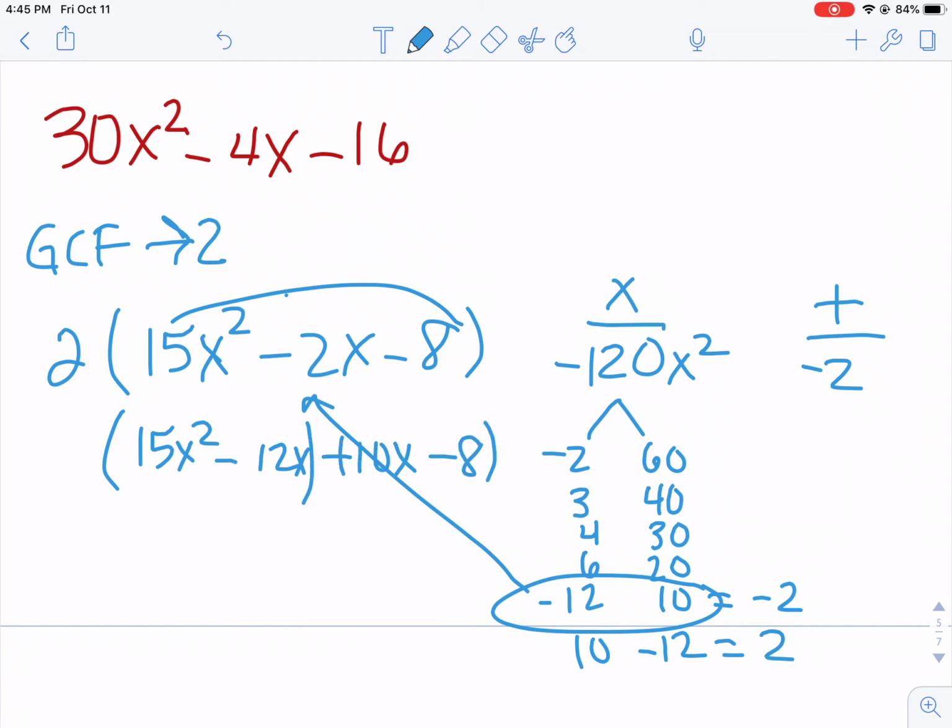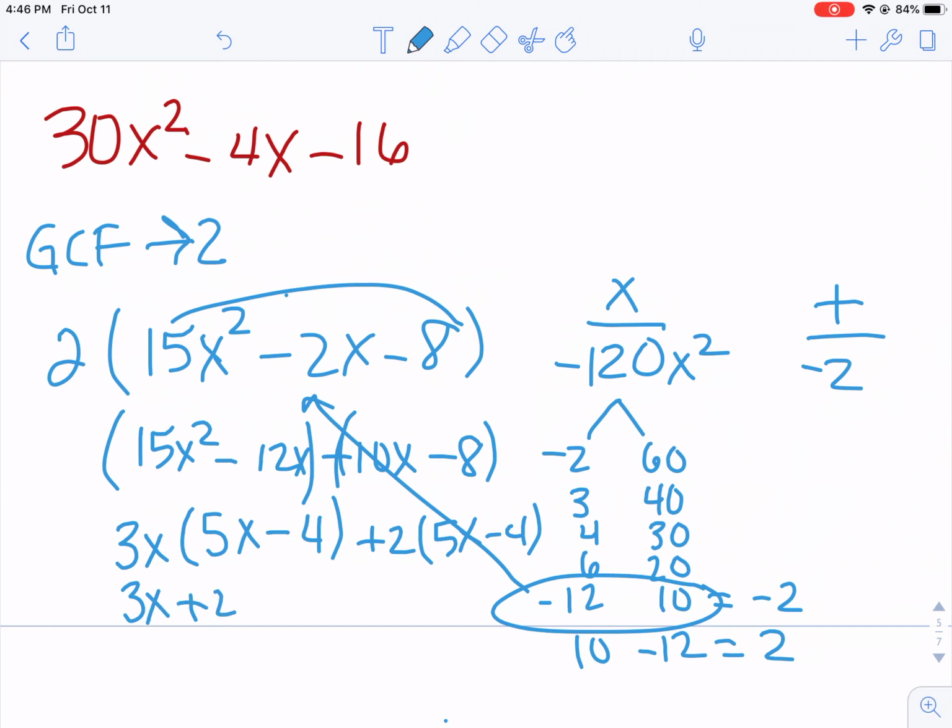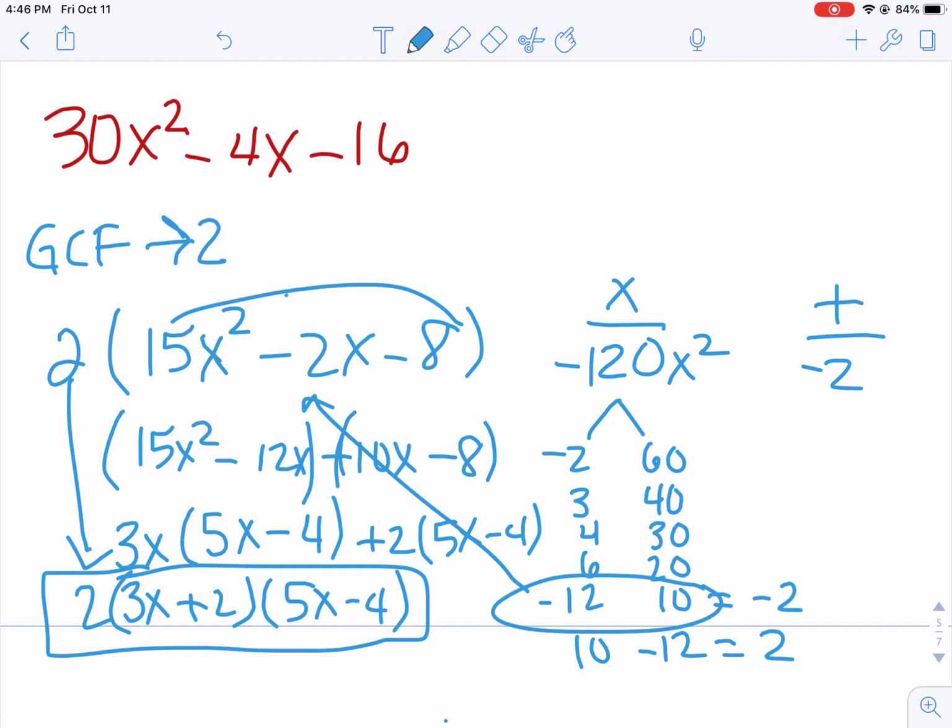I'm going to group my first two, group my last two. The GCF of 15 and 12 is 3x, and that leaves me with 5x minus 4. And the GCF of the last two is 2, and that leaves me with 5x minus 4. So my answer is the 3x plus 2, which is on the outside, and the 5x minus 4, which is the matching part. And then don't forget that GCF of 2 we already pulled out. And that's it.